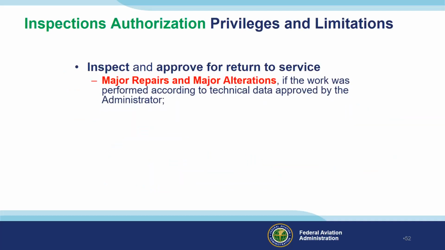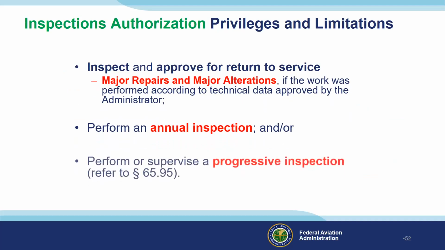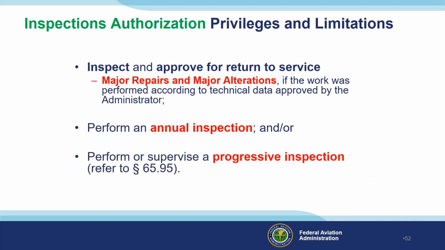Now, an IA, they have all those privileges because IAs have to be both an airframe and power plant mechanic. So they have all those privileges we just looked at. But as you know, you are able to inspect and approve for return to service major repairs and major alterations if the work was performed in accordance with technical data approved by the administrator, not accepted, but approved. It has to have a stamp or some kind of an indication that it's approved. You can also perform an annual inspection and perform or supervise a progressive inspection.